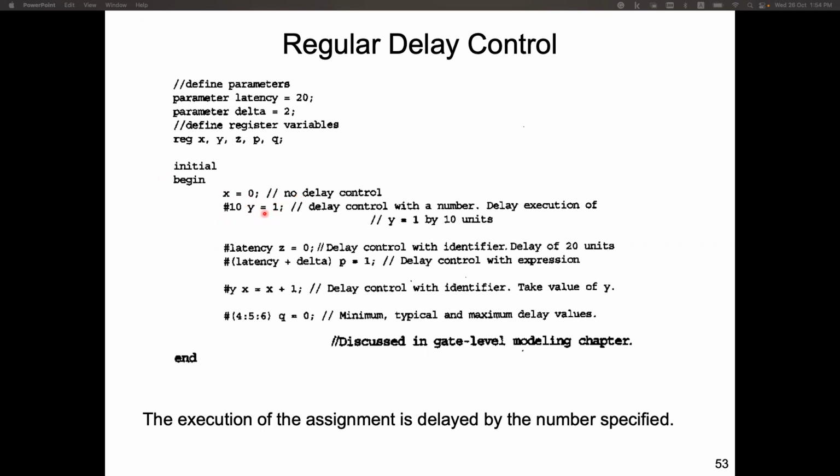Here, Y equal to 1. On the left-hand side of this sequential statement, we have a delay-based control, a hash with a number. It delays the execution of this statement by 10 units of time. So Y equal to 1 will be executed after 10 units of time.